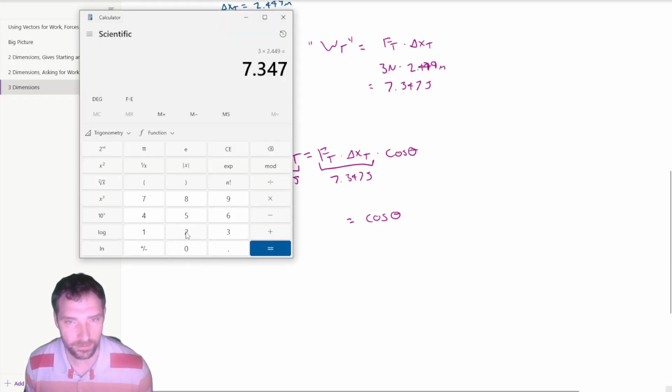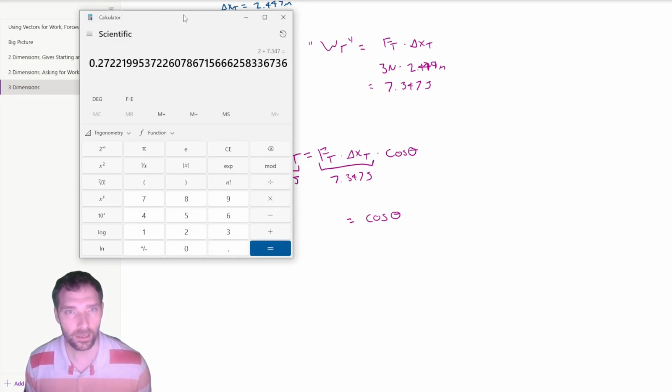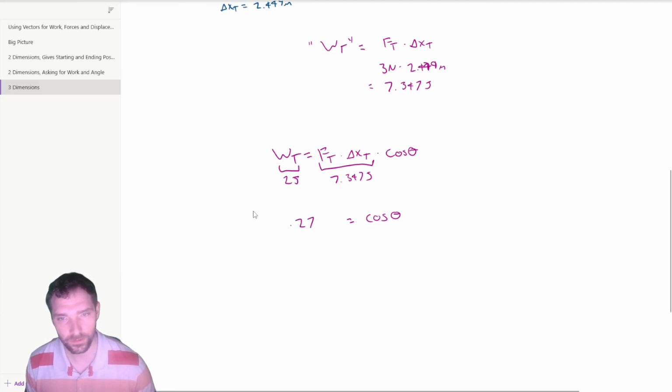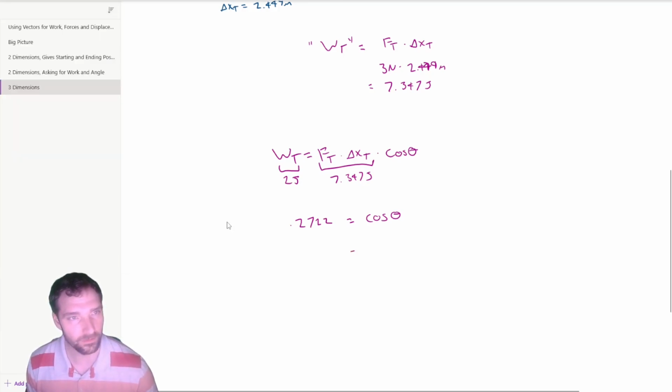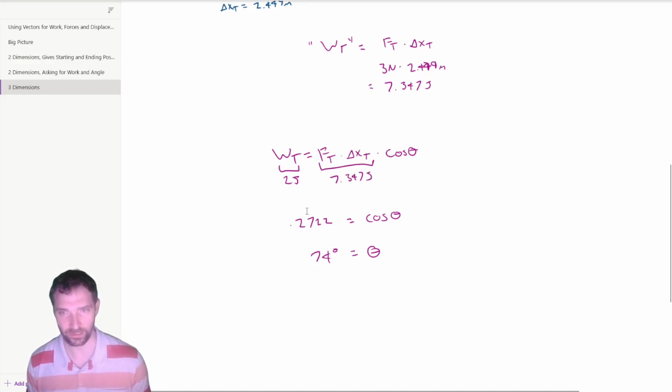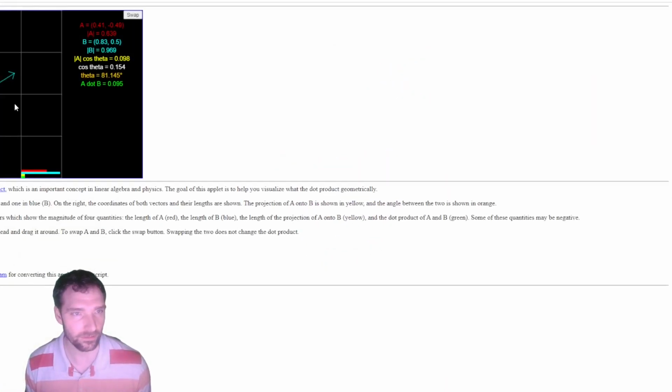So we've got 2 divided by 7.347, and we're getting that as a fraction. And I would encourage you to write that out before you do the trig function. It's just nice to be able to double check that. So then we're going to do an inverse cosine on that, and I'm getting an angle of 74 degrees. Which kind of makes sense because there's not much work being done, though there could be if these two were lined up, and so we're getting a pretty small fraction, so this cosine is at a significantly different angle. The force is at a pretty different angle than the displacement.